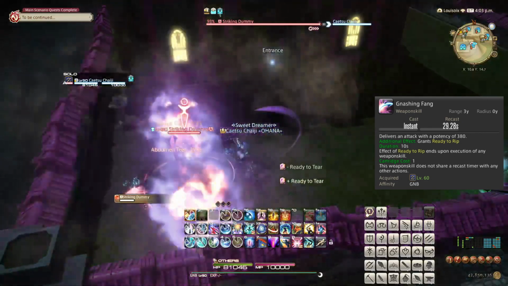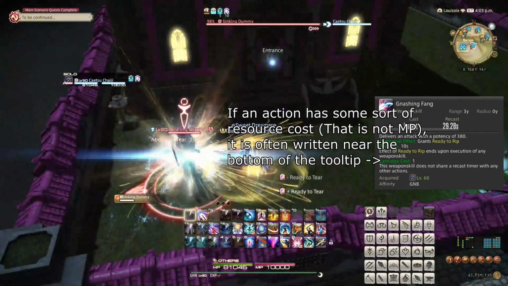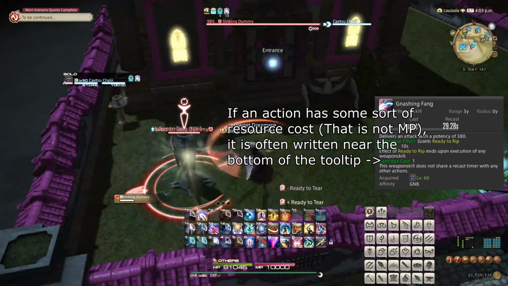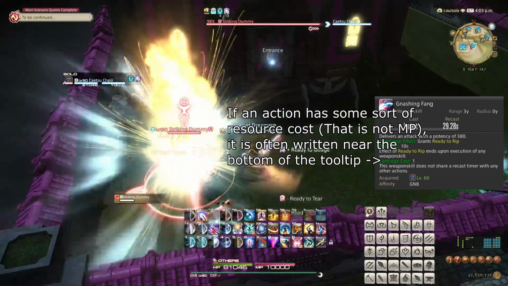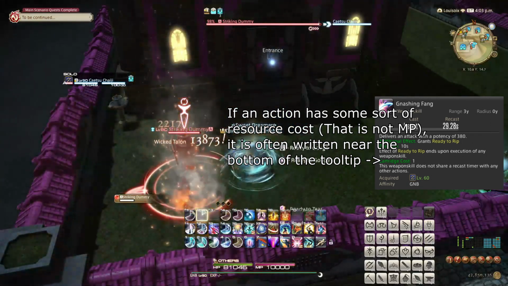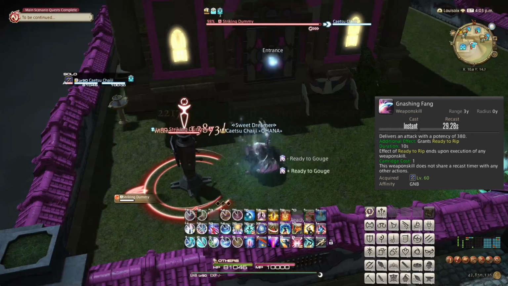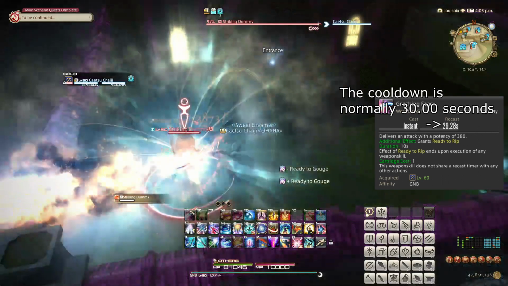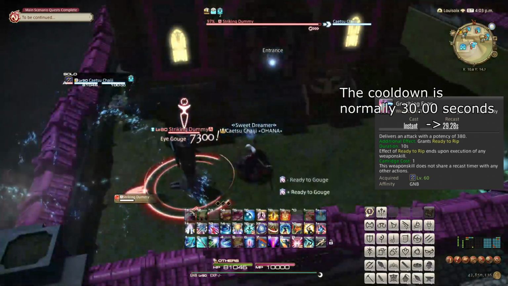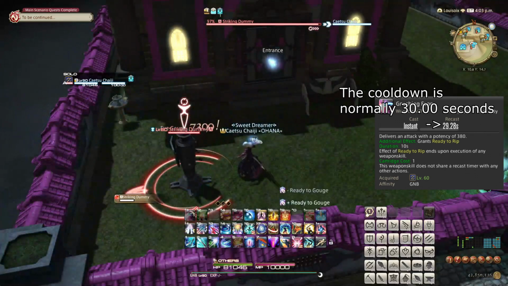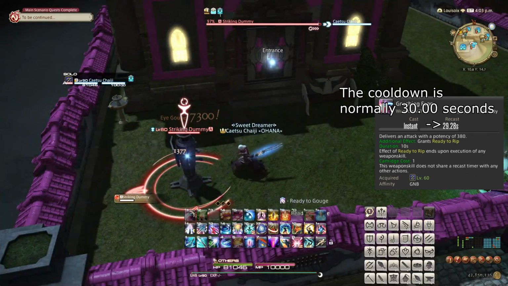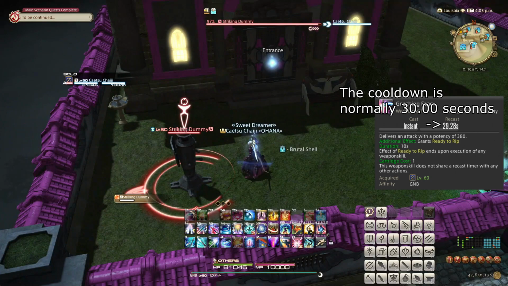Another new thing is the cartridge cost denoted at the bottom. You will only be able to use this action if you have a cartridge resource. Now, Gnashing Fang also has its cooldown reduced by skill speed. This is another feature that is not described anywhere in the tooltip. This is however something shared among all weapon skills and spells with a longer cooldown, but only if they have a recast time. I will get back to this in a bit.